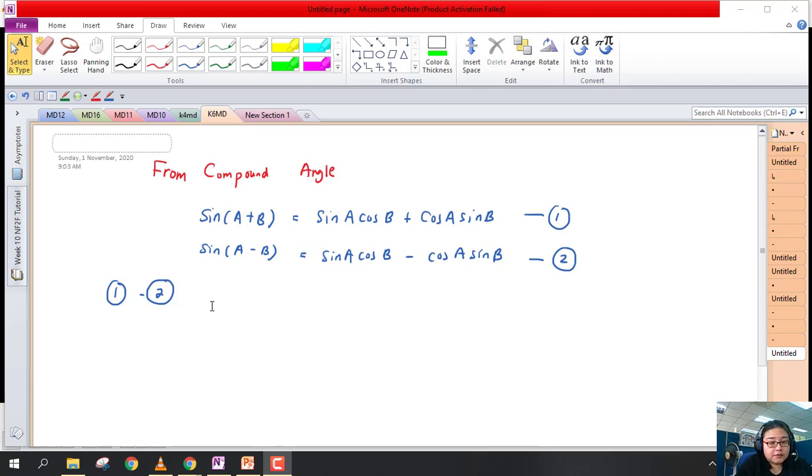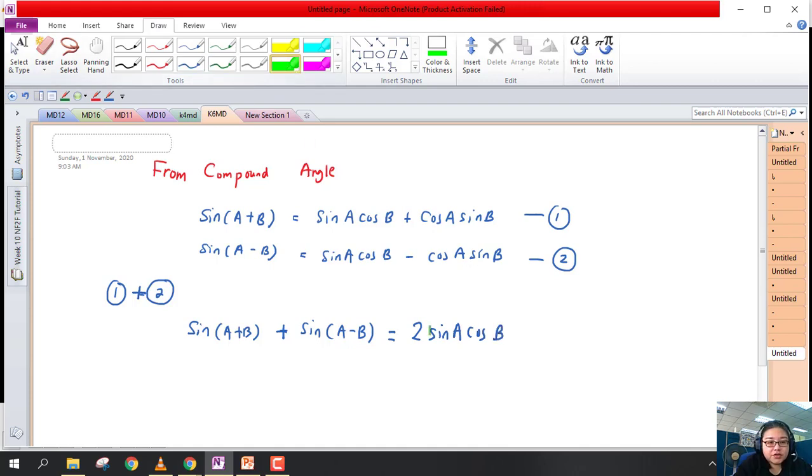When we do the first equation minus the second equation, you will find that it becomes sine A plus B minus sine A minus B. If I put a plus, then it will become plus. So when we do the plus, we find that the cos A sine B and the cos A sine B are eliminated, so you get 2 sine A cos B.